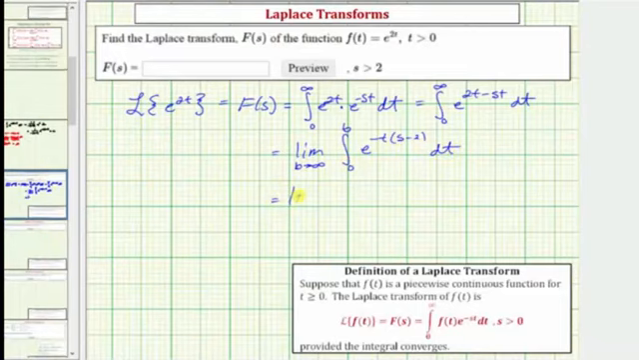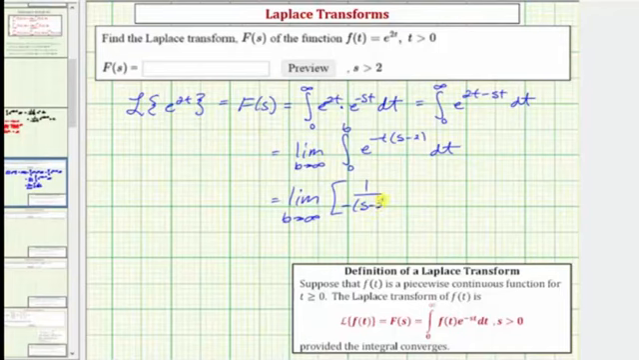So we can write this as the limit as b approaches infinity of 1 over the opposite of the quantity s minus 2 times e raised to the power of negative t times the quantity s minus 2, and the limits of integration are from t equals 0 to t equals b. So now we'll find big F of b minus big F of a, then determine the limit. Let's do this on the next slide.